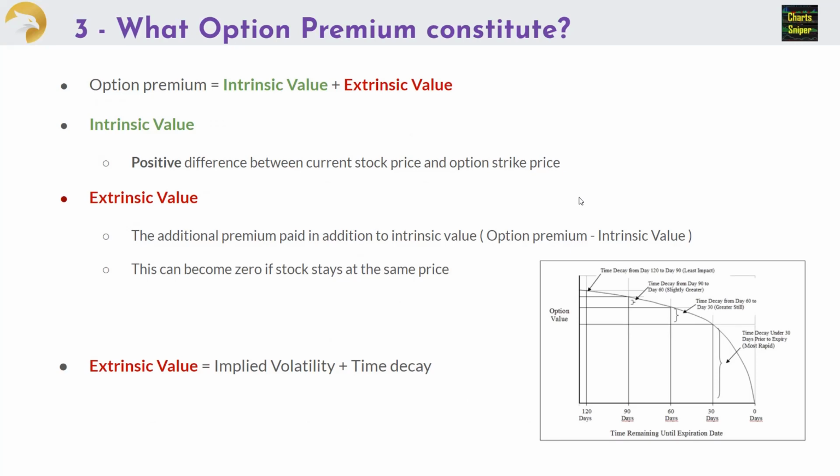How do these options get priced? Typically, if you have to break the option premium down into major components, there's an intrinsic value and an extrinsic value. Intrinsic value is the difference between the agreement price, which is the strike price in the agreement, and the actual current market value.